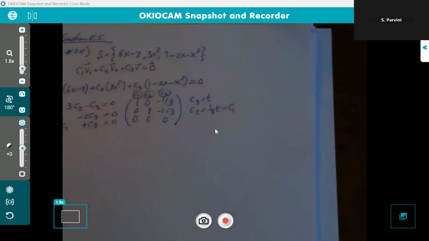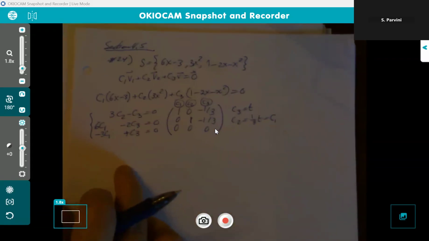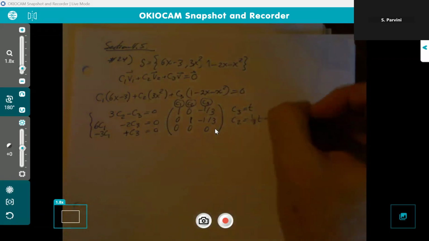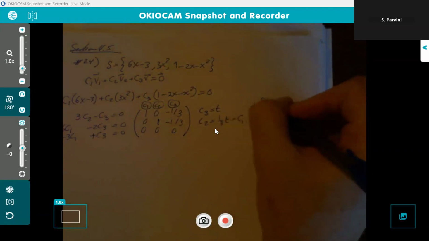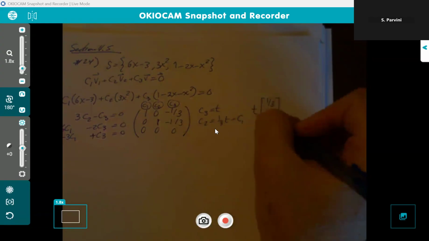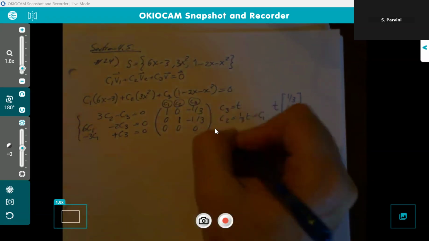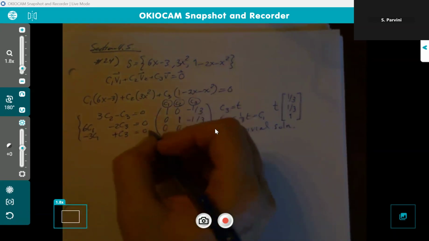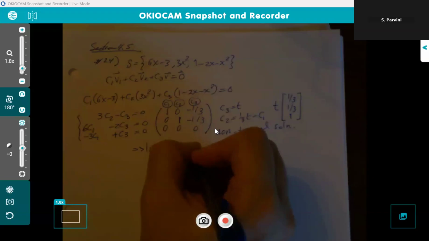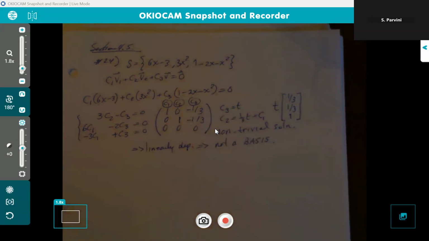So I can actually write a solution now for this one, right? And what does the solution look like? The solution set is going to look like the following: t factored out, with c1 and c2 the same, 1/3 and 1/3, and c3 is 1. And there you go. So the system has infinitely many solutions. So there is a non-trivial solution to this one, and this means that the set is linearly dependent, therefore not a basis. They have to be independent. So that's not a basis.